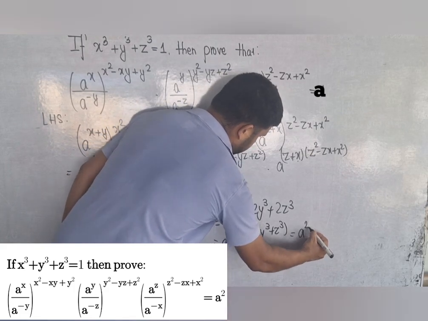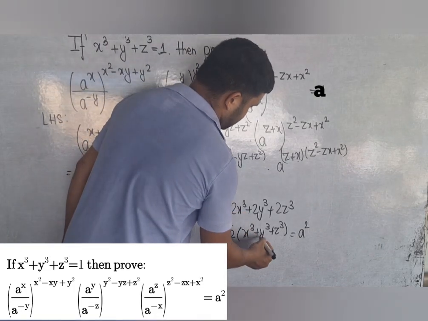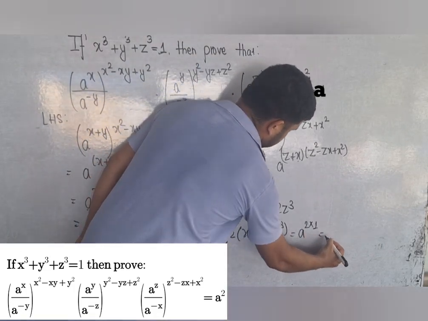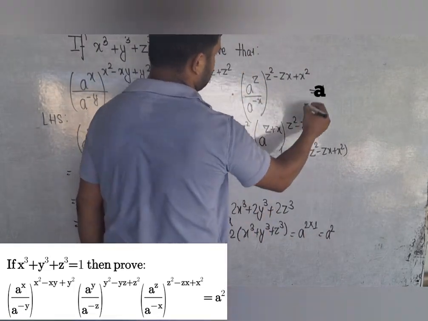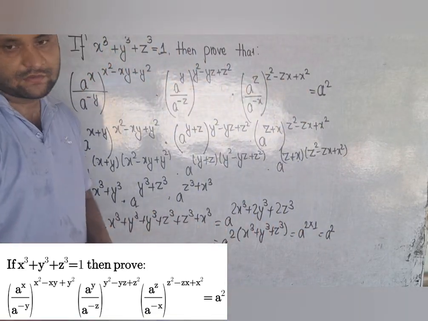Now the question has told us that x cube plus y cube plus z cube is 1. So x cube plus y cube plus z cube will be equal to 1. So it will be a square. It was told to be proven as a square. So our answer is proven.